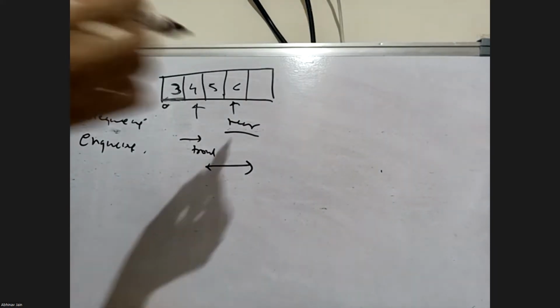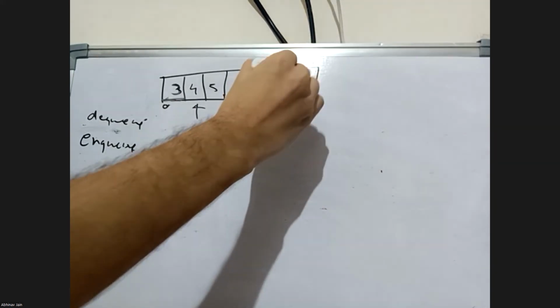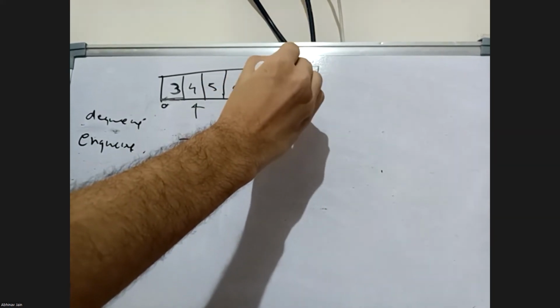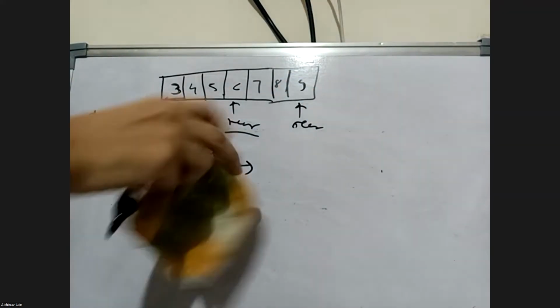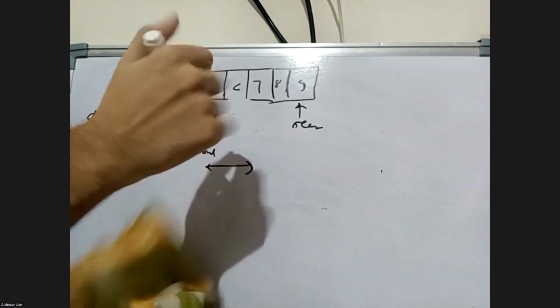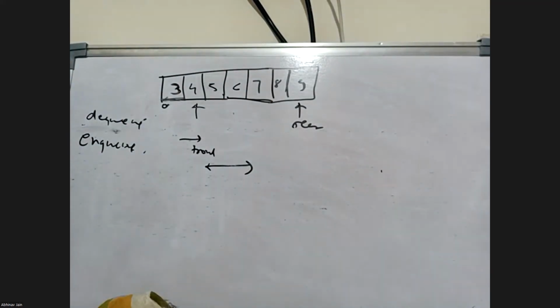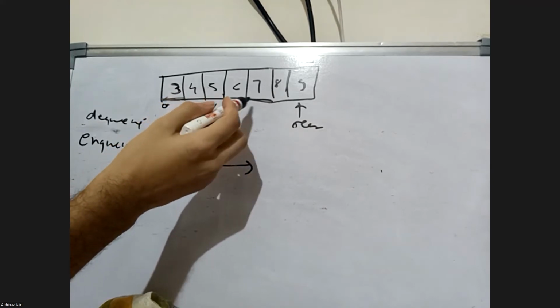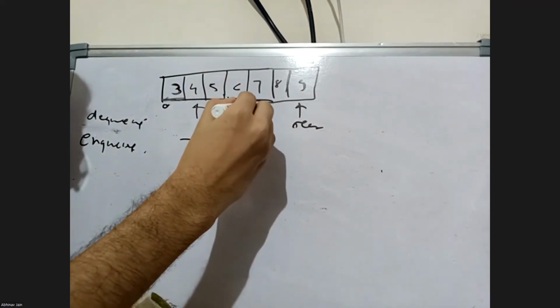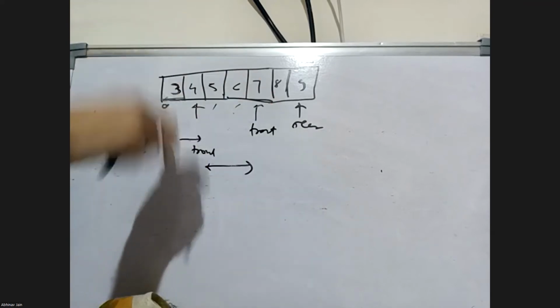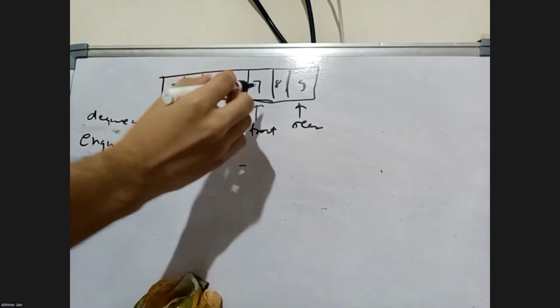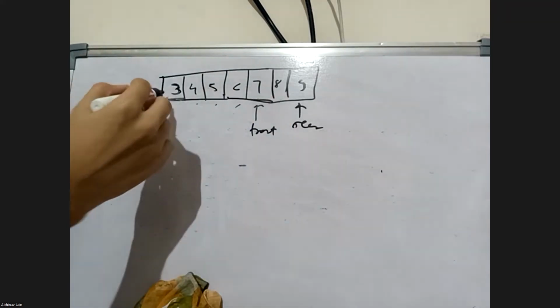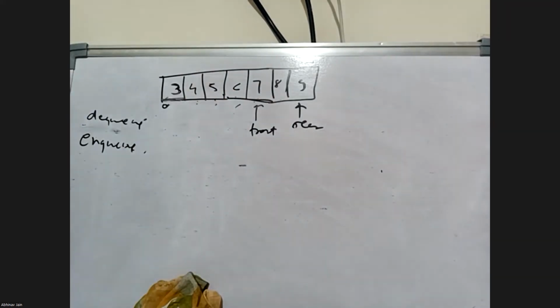So let us add some more elements. Let's say 7, 8, 9. Here are the elements, and let us dequeue, let us pop out some of the elements. So let's say dequeue 5, dequeue 6. So front will be here, right? So what will be the size of our queue? It will be 3. And though we have popped out all of these elements, these elements will still exist for us.